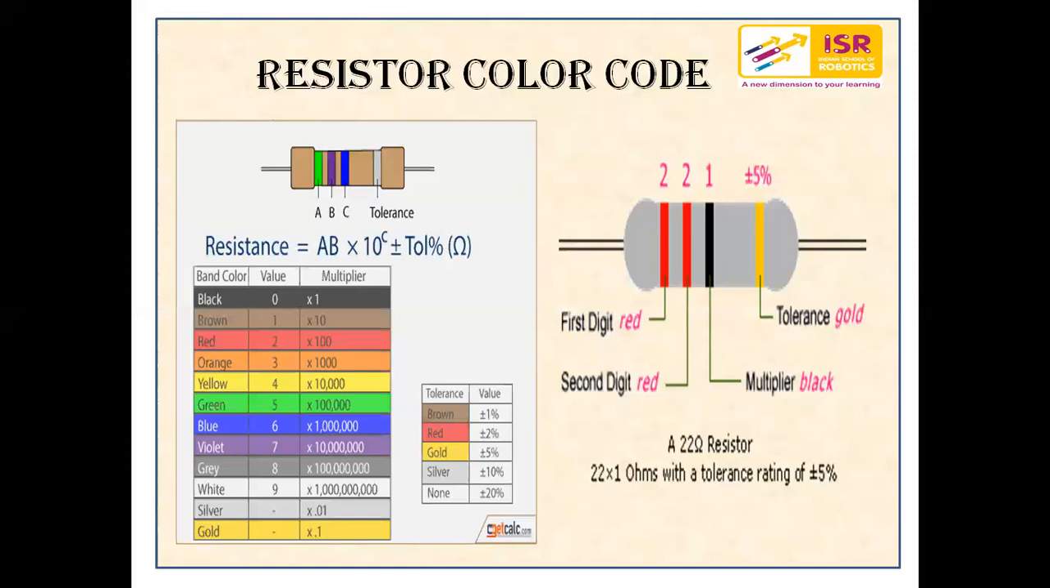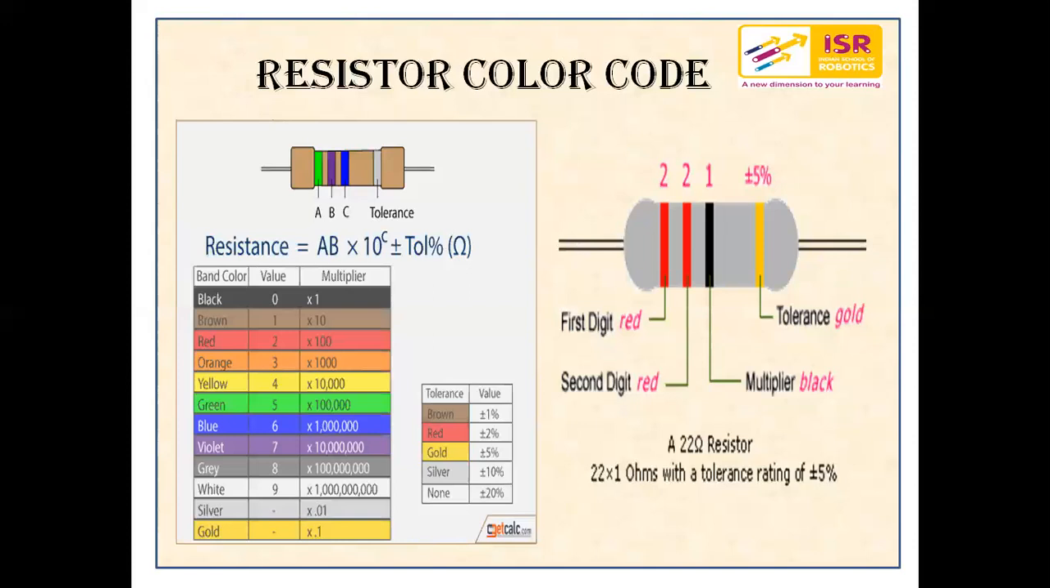If you have a red color band at the third number, the multiplier would be 100, but in our case we have black, so you will write 22 into 1. Then gold. Gold is your tolerance, and tolerance is in the small table, and gold has the value plus minus 5%. So in case of this resistor having color bands red, red, black and gold, your value of resistance will be 22 into 1, that is 22 ohms plus minus 5%.